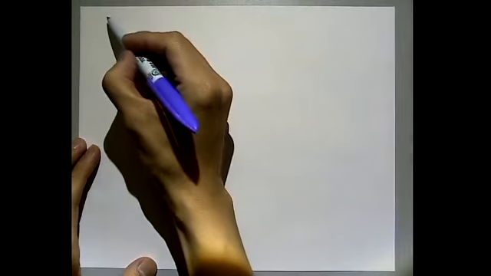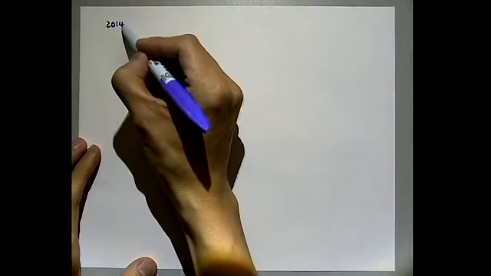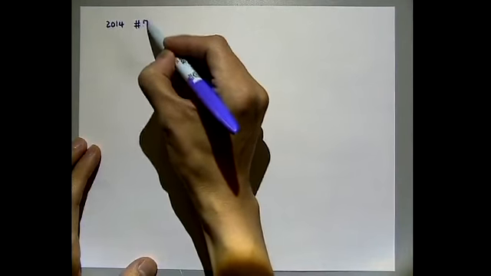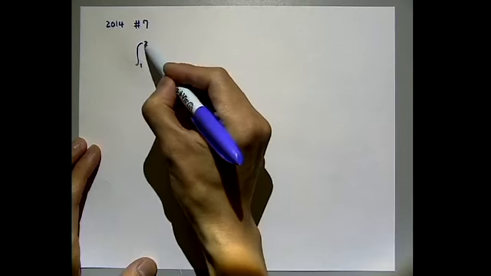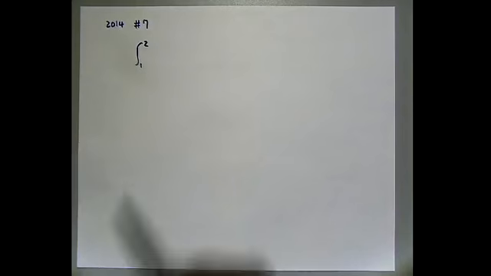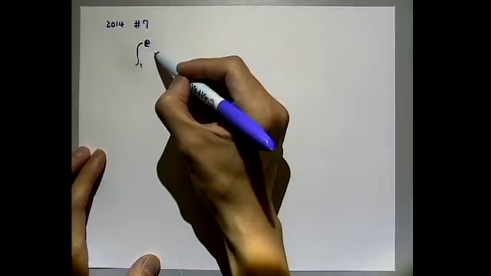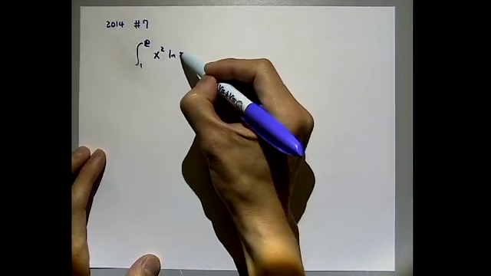Let's look at what's next here. Let's do another integration here. This is number 7 from 2014. The integral from 1 to e of x squared natural log of x dx.